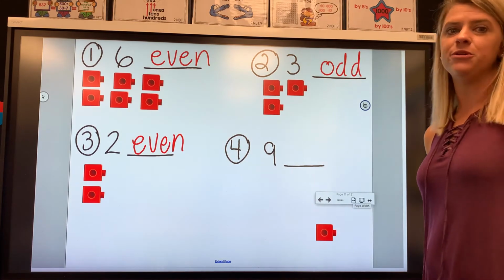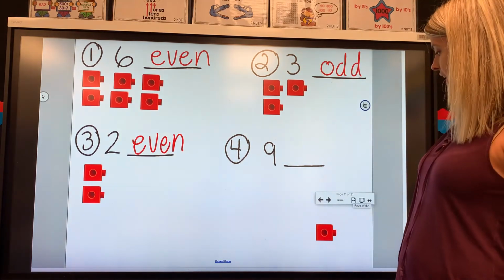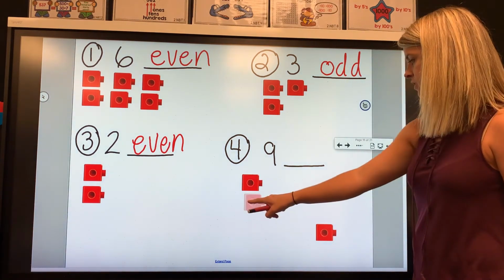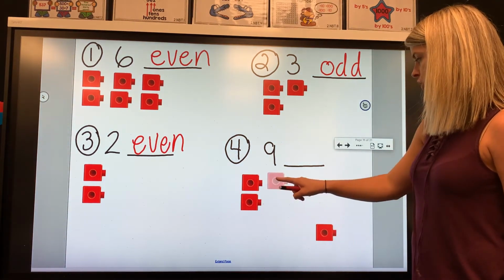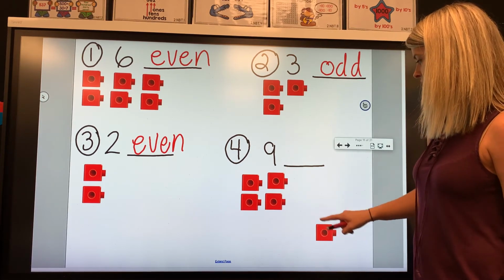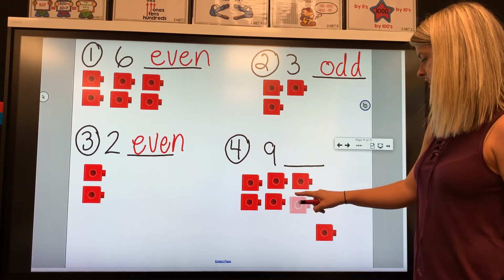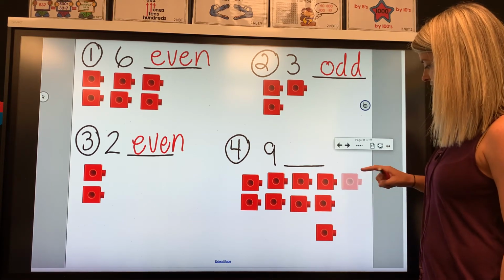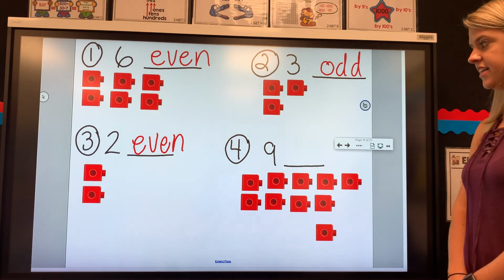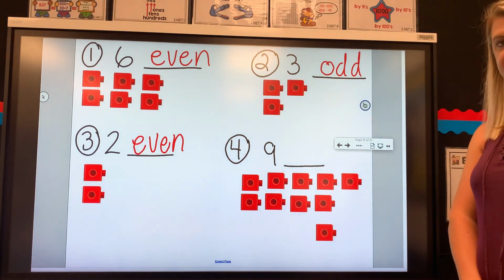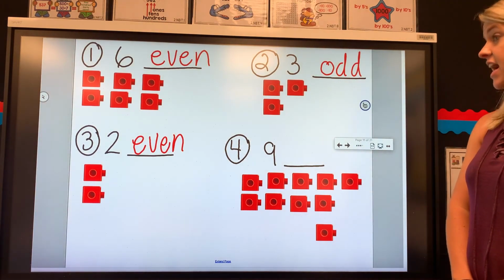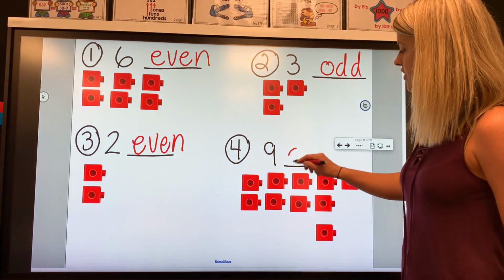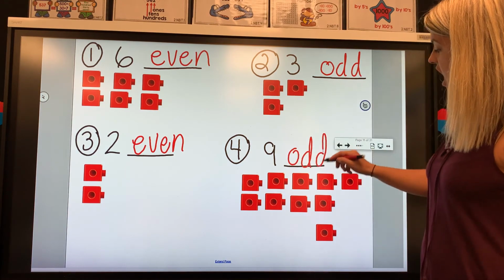This one's kind of a bigger number. Number 4 tells me to use 9 linking cubes. Let's see if we can do it. 1, 2, 3, 4, 5, 6, 7, 8, 9. All right, is it odd or is it even? I'm noticing 1 left over. That jumps out at me really fast, so I know that the number 9 is odd.